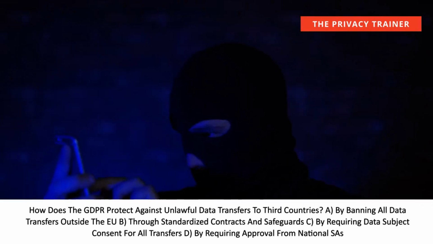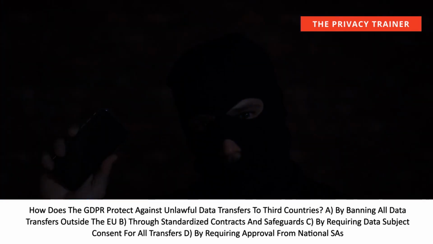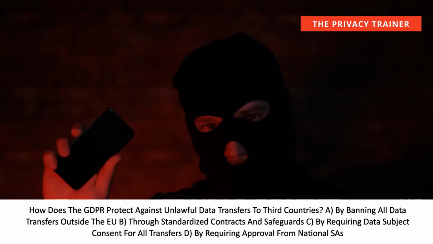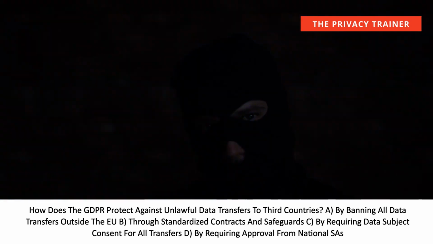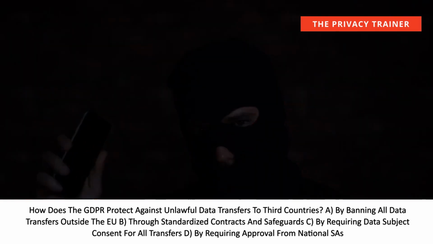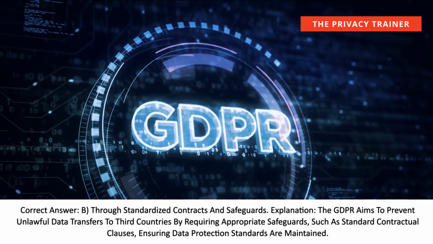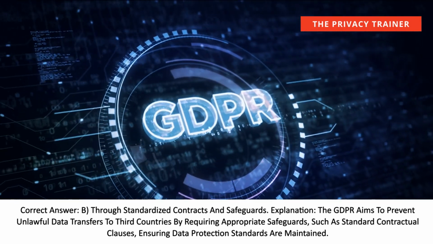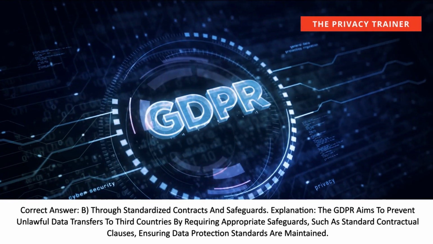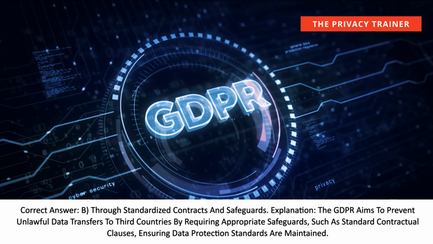How does the GDPR protect against unlawful data transfers to third countries? A. By banning all data transfers outside the EU. B. Through standardized contracts and safeguards. C. By requiring data subject consent for all transfers. D. By requiring approval from national SAs. Correct answer, B. Through standardized contracts and safeguards. Explanation. The GDPR aims to prevent unlawful data transfers to third countries by requiring appropriate safeguards, such as standard contractual clauses, ensuring data protection standards are maintained.